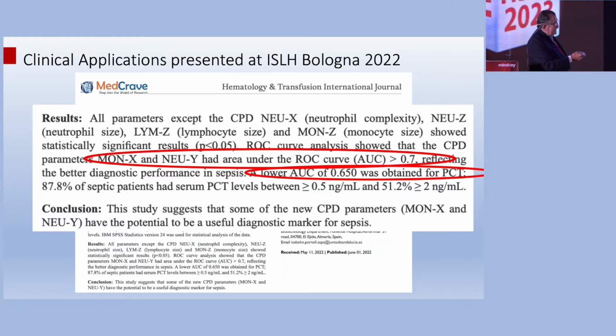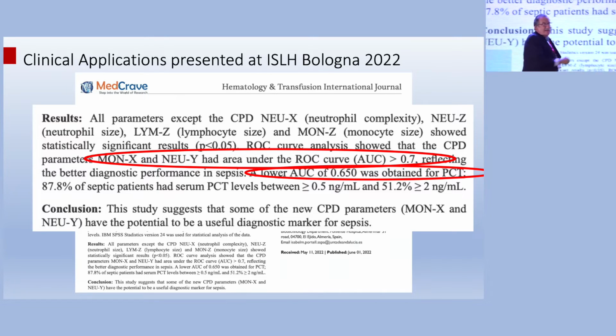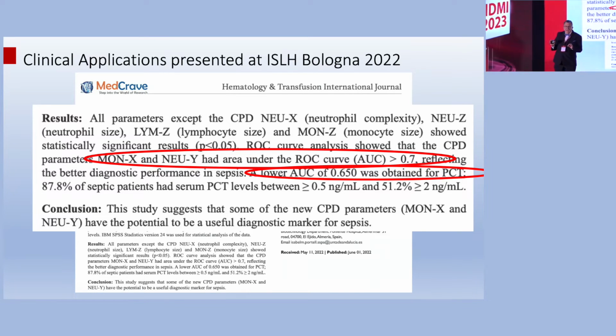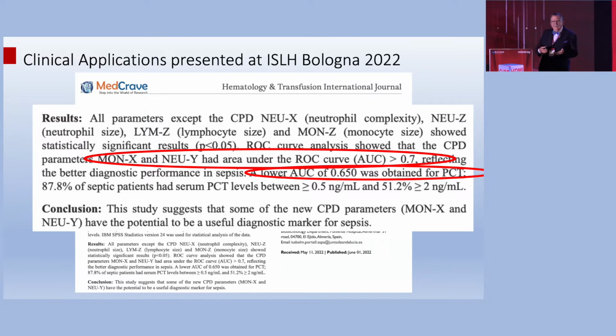But look, they were also checking procalcitonin, and procalcitonin had lower efficiency, with an area under the curve of 0.65, lower than the cell population data. And cell population data is free for the people that have the 6800. Please don't forget the hematological parameters.